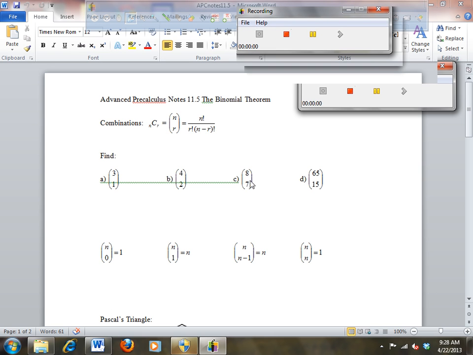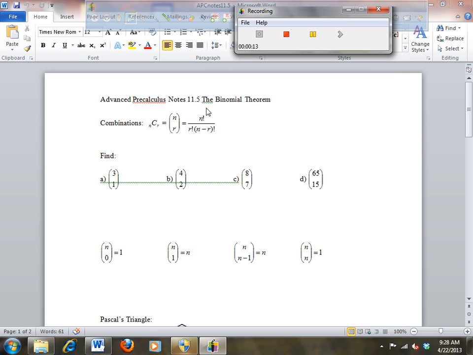Ladies and gentlemen, boys and girls, we are going to learn about the binomial theorem. You might have heard that there is no such thing as a free lunch, right? But if you binomial, then there is a free lunch, right?